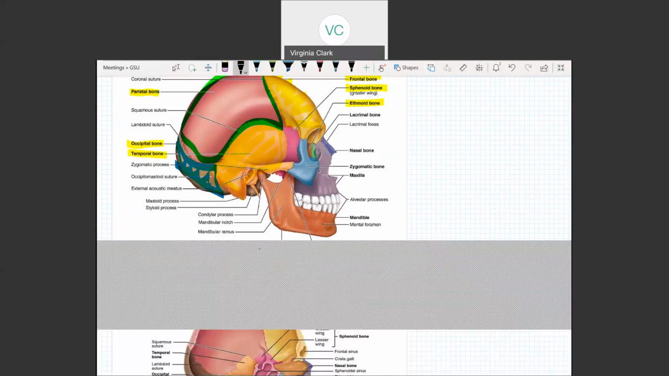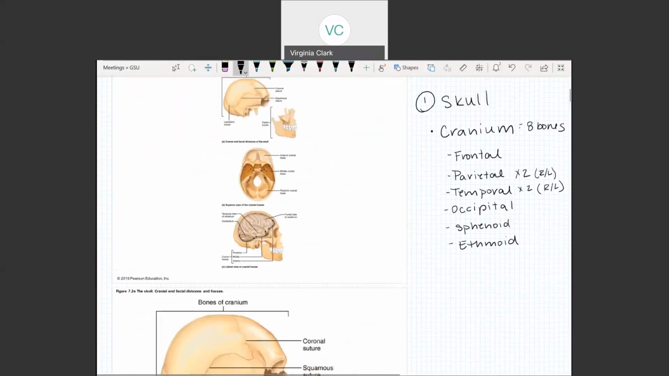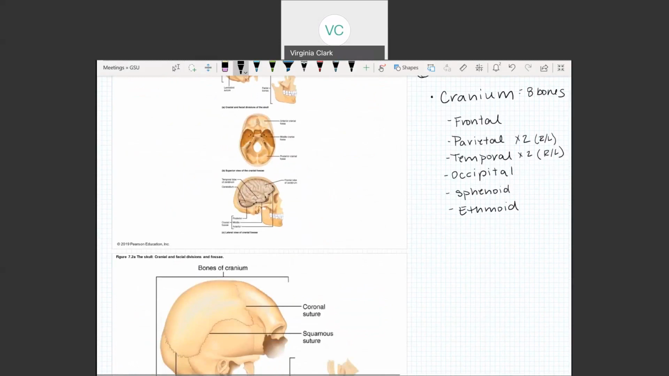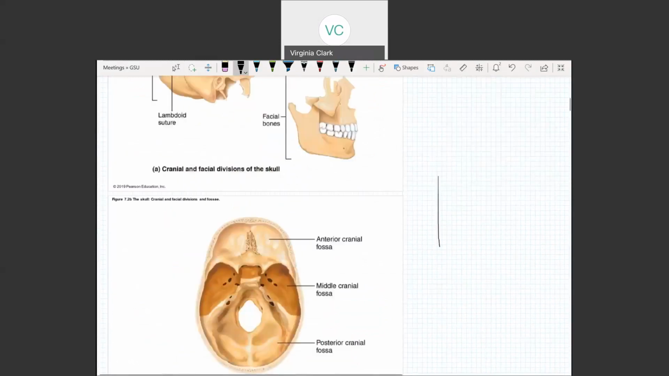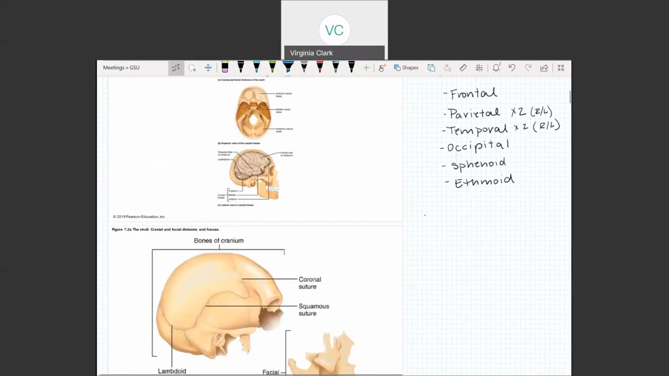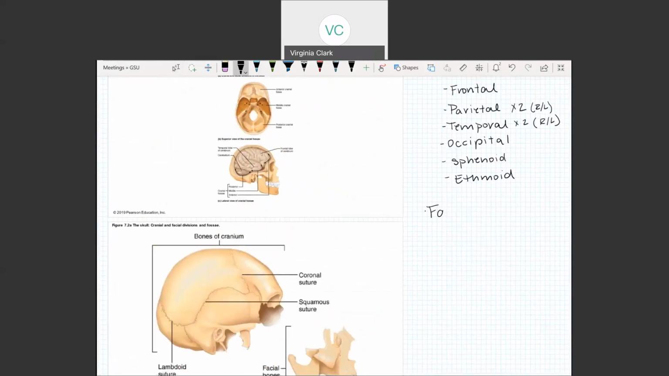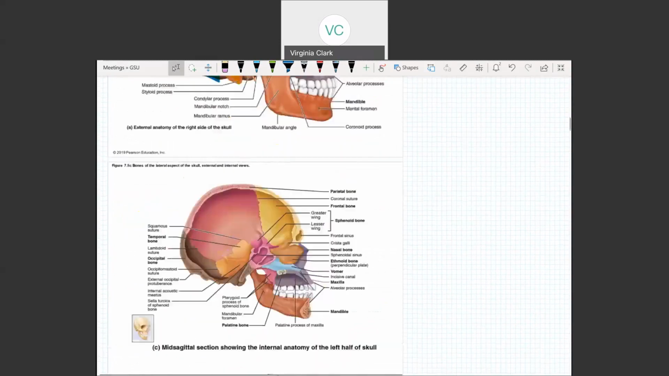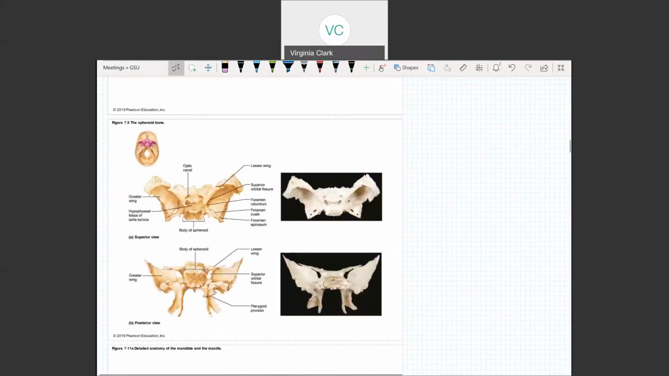So that's going to be your cranium. The second part that makes up your skull is going to be your facial region. When we're looking at the facial bones, there are actually going to be 14 bones in this section. So I'm going to take this and we're going to go down to the areas of our facial bones.